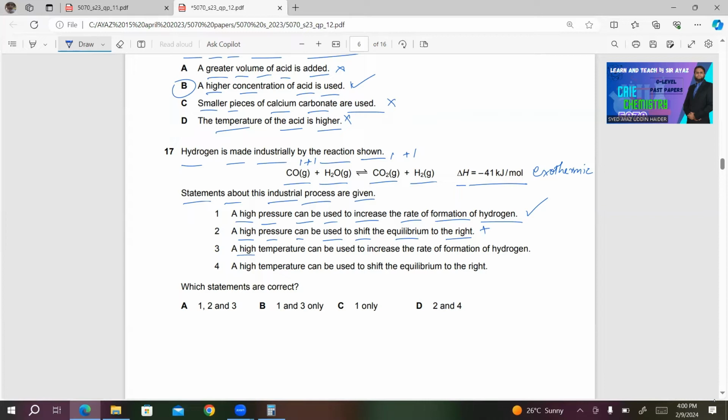Number 3, a high temperature can be used to increase the rate of formation of hydrogen. This is also correct, because high temperature will definitely increase the rate of reaction. Number 4, a high temperature can be used to shift the equilibrium to the right hand side. The forward reaction is exothermic, so definitely the equilibrium will shift to the left hand side, the reactant side. So this is incorrect. Only 1 and 3 are correct, so B will be the right answer in this case.